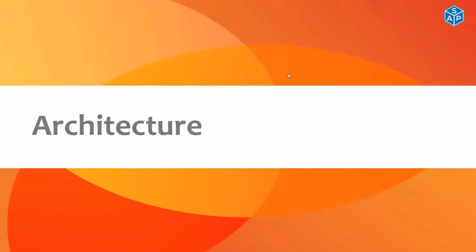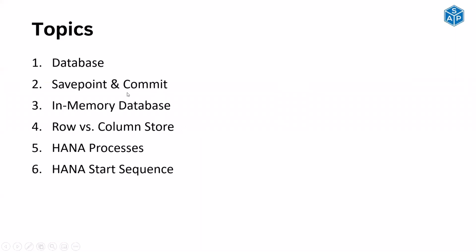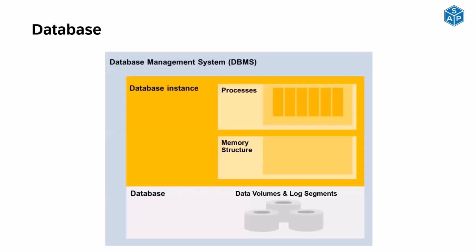So let us now start with the architecture topic, HANA architecture. What are we going to discuss in this topic? The database, savepoint and commit, in-memory database, row versus column store, HANA processes, HANA start sequence. Okay, let's start. Is my screen visible? Everybody can see?